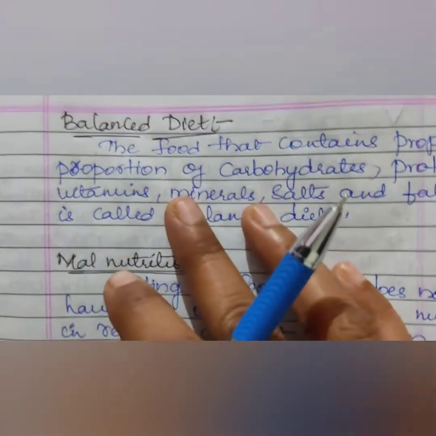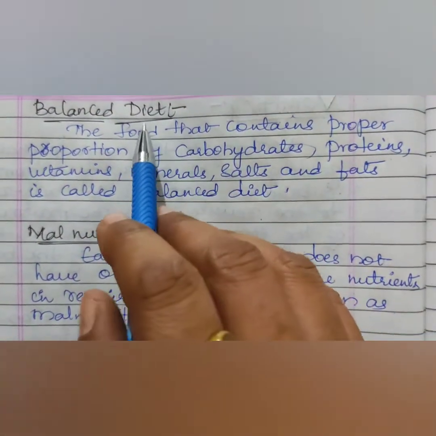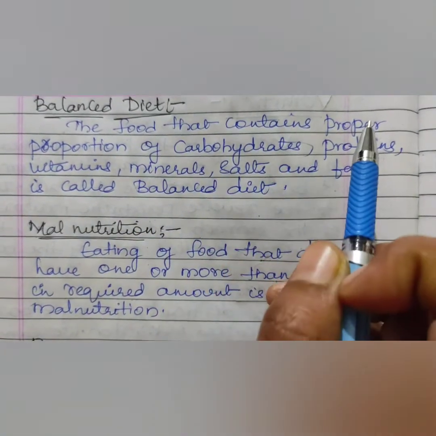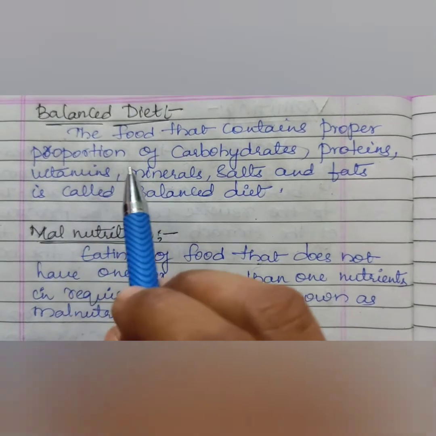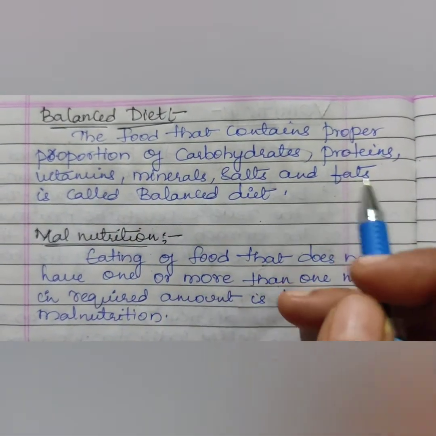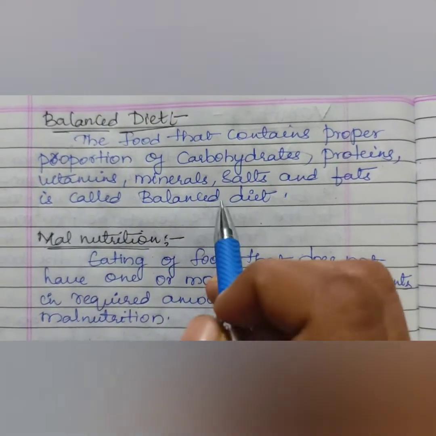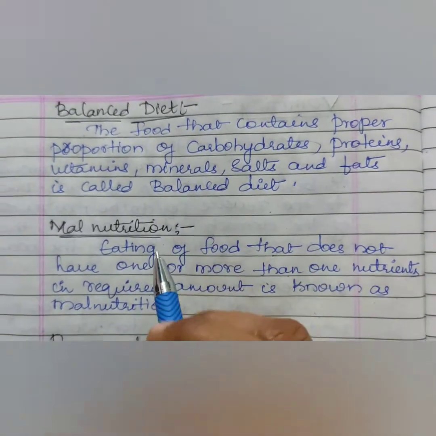And next, we'll define balanced diet. What is balanced diet? The food that contains proper proportion of carbohydrates, proteins, vitamins, minerals, salts and fats is called a balanced diet.